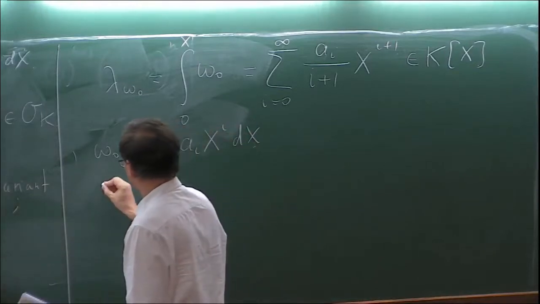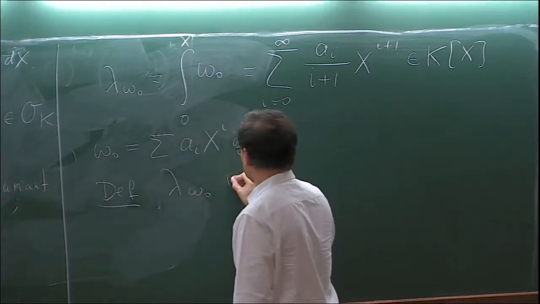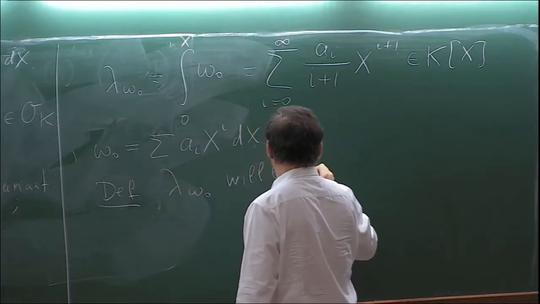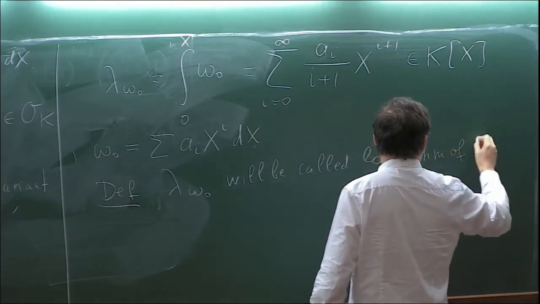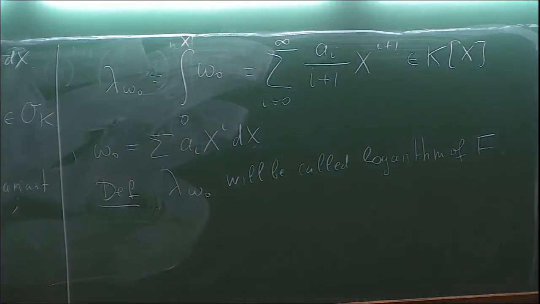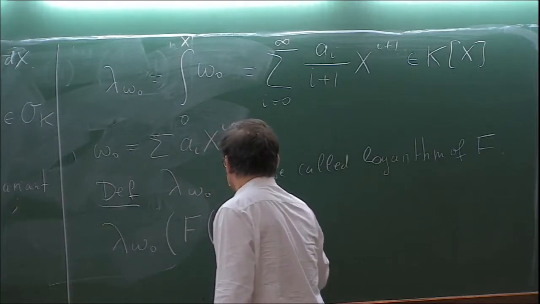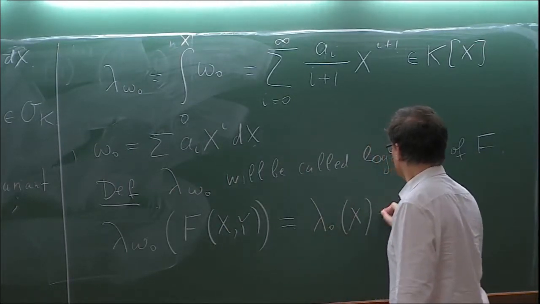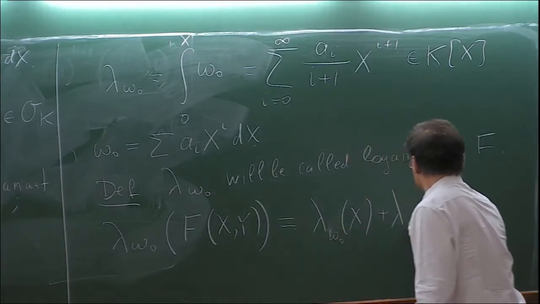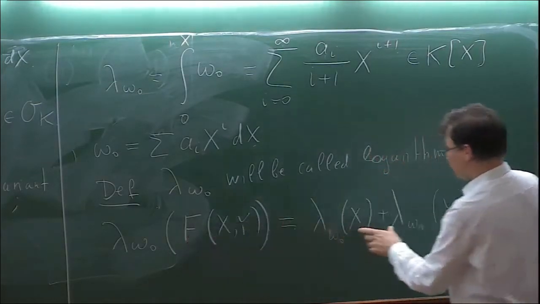So, definition: this primitive will be called the logarithm of F. And from the invariance of the differential form, we see immediately that the logarithm satisfies the following property. So it transforms the formal group structure to the additive structure.